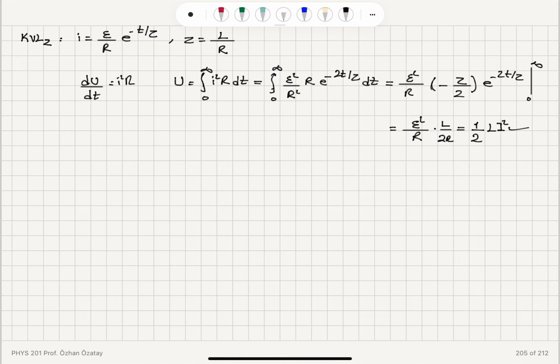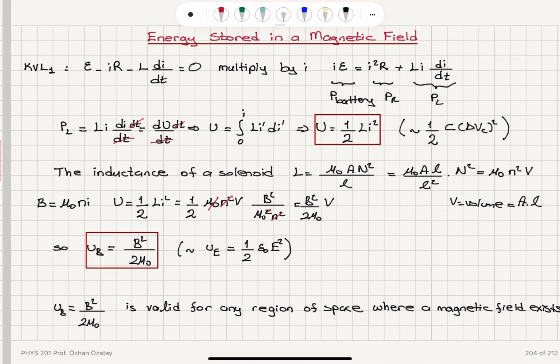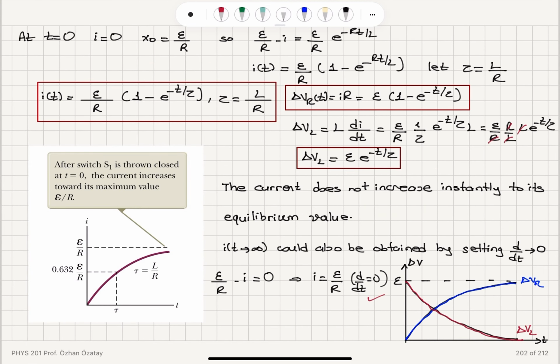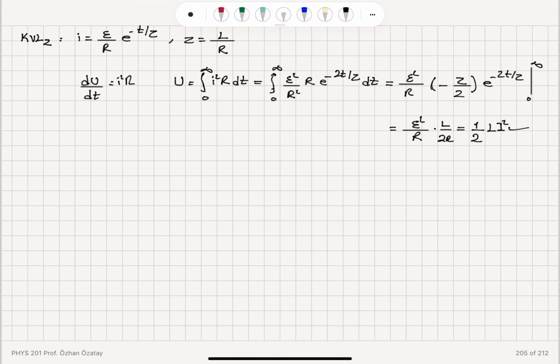Now, what is 1/2 Li squared? It was the original energy stored in the inductor. Why? Because the steady state current was epsilon over R. So that's this I here, epsilon over R. So the energy stored in the inductor was 1/2 Li squared, which is now transformed into energy dissipated in the resistor, I square R.